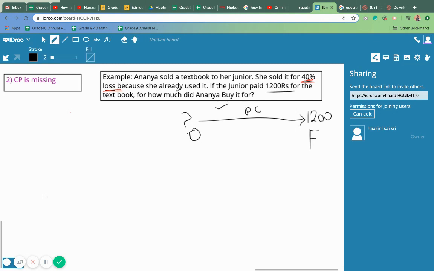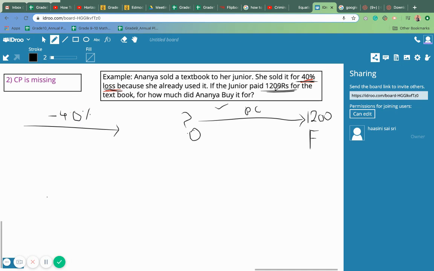Okay. Now, before going ahead, I would always say whenever you're reading your question, always mark the important information because it helps you understand and analyze what information it is giving, whether it is SP or CP or the profit or the loss percent, anything. So I'm going to make a flow chart for this. Now, if I see Ananya sold a textbook, it means they're talking that she sold it for 40% loss. As soon as I saw loss, I'm going to write it as a decreasing percentage. So it is minus 40%.